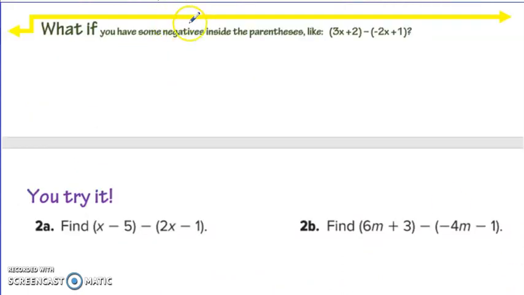Okay, what if you have some negatives inside the parentheses like this? Like that 2x right there. What do you do then? Okay, well, let's look at that. We've got 3x plus 2, minus a -2x plus 1.